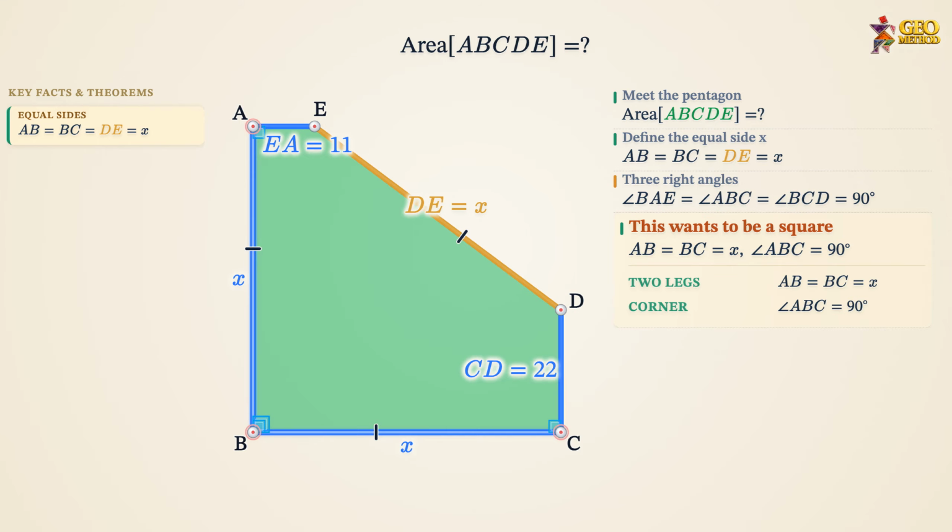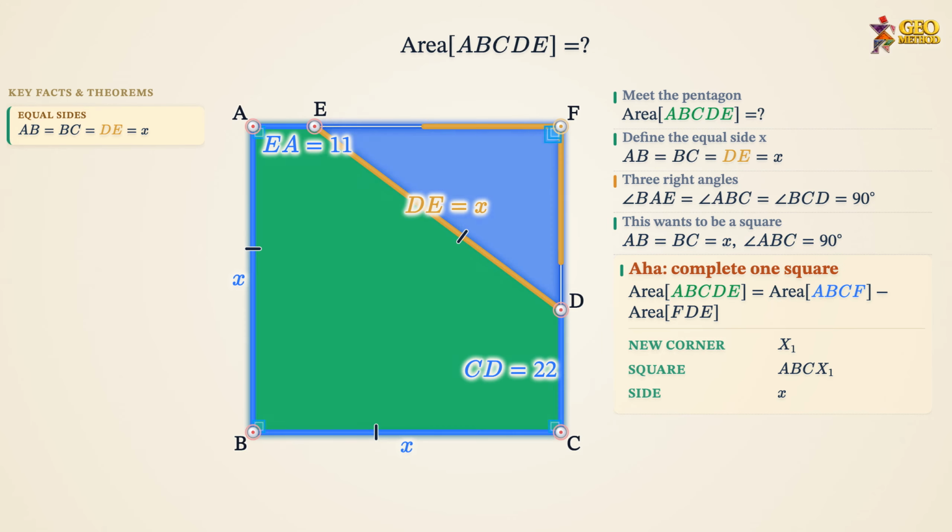Here is the key idea. Segments AB and BC are equal and meet at a right angle, so they are two sides of a square. If we supply the missing corner, the awkward pentagon becomes a clean square with one corner sliced off.